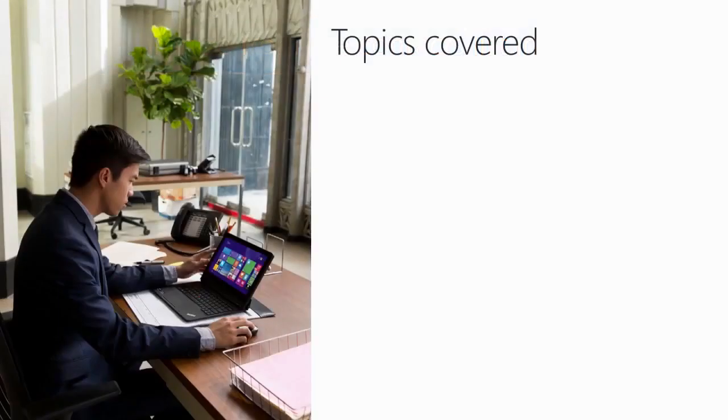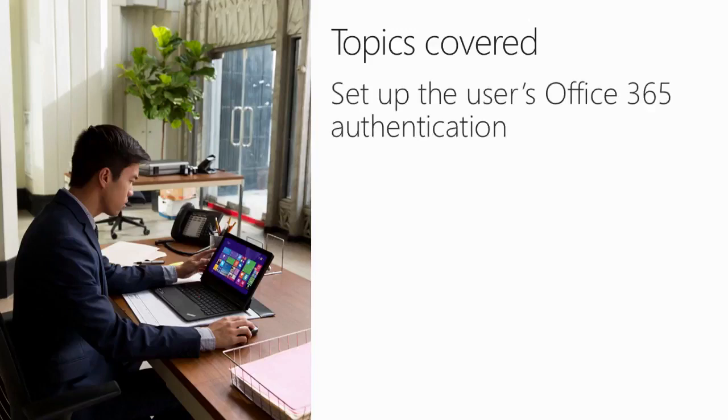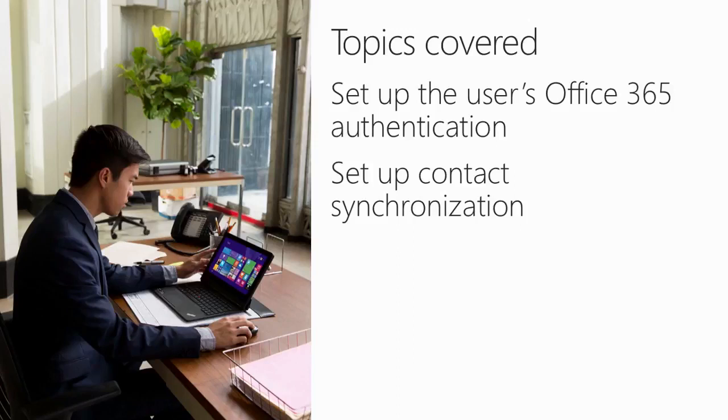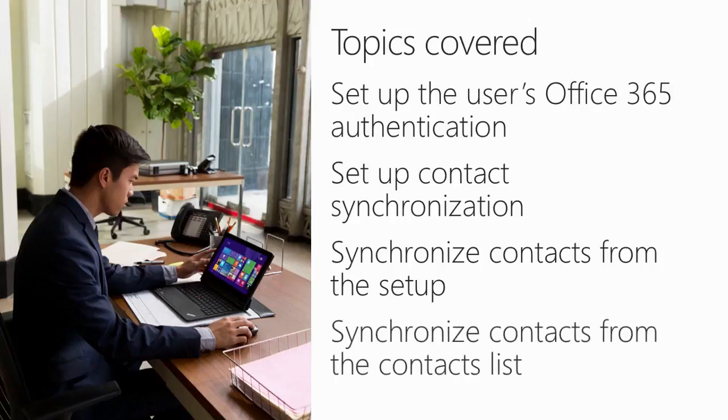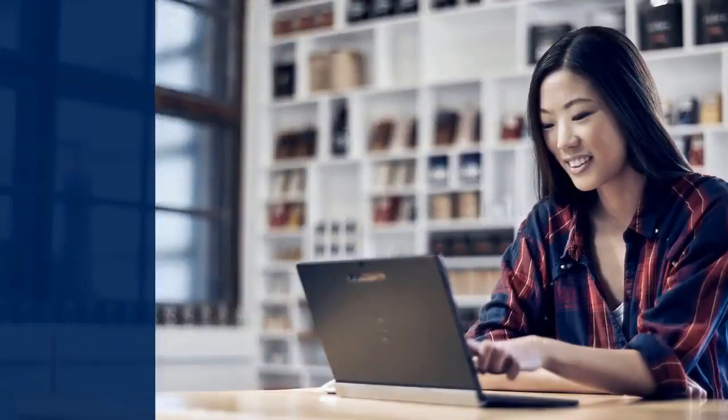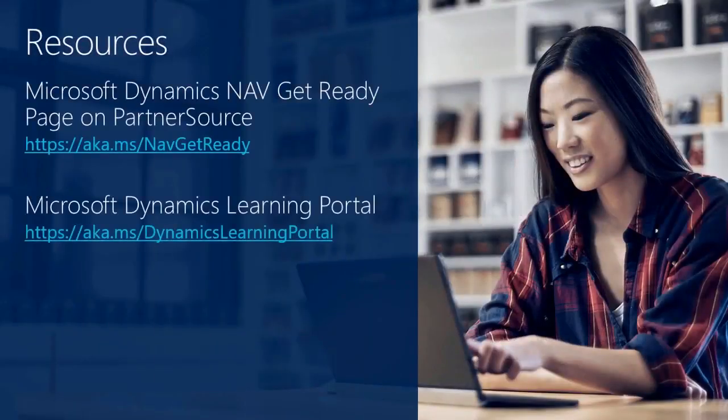In this video, I have demonstrated how to synchronize contacts between Microsoft Dynamics NAV 2017 and Office 365 or Microsoft Outlook, and we have covered the following topics. We did the setup of the user's Office 365 authentication. We also did the setup of the contact synchronization. Then we synchronized contacts from the setup page, and we also synchronized contacts from the contacts list. For more information on these topics, please follow the links on this page.